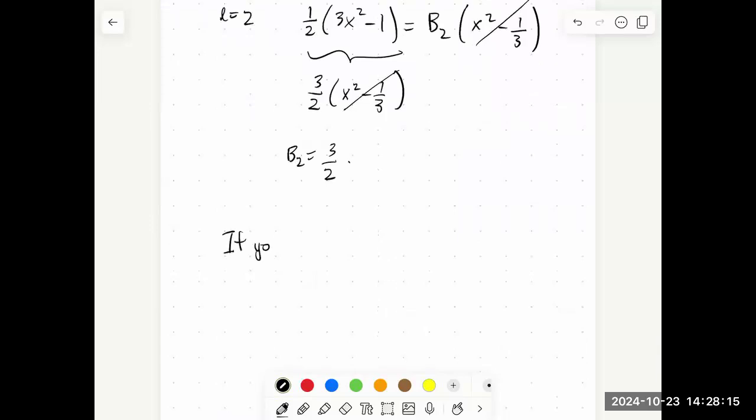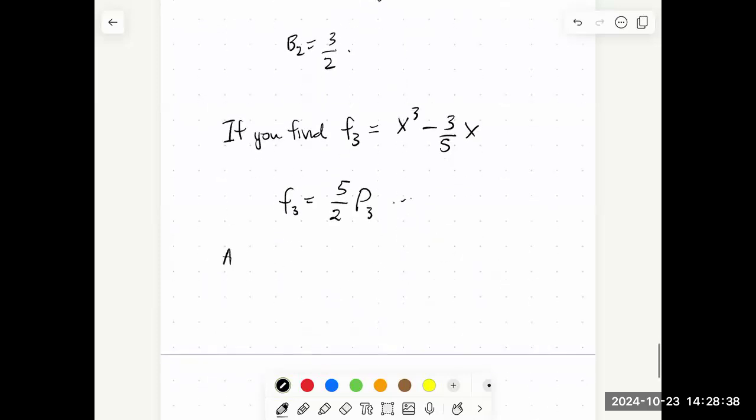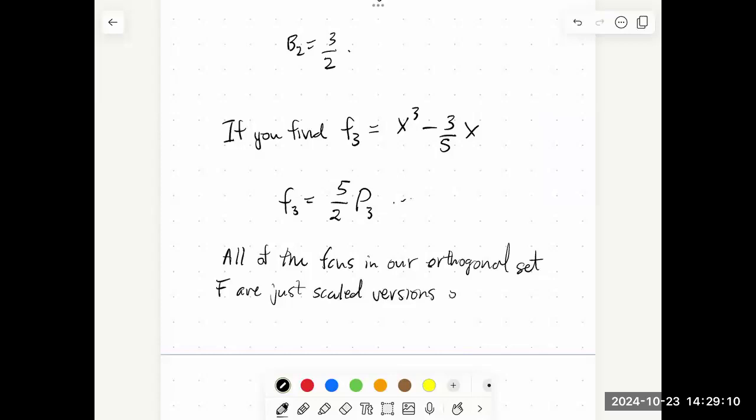So if you find f3, that will be equal to x cubed minus 3/5 of x, and that is just 5/2 times the third Legendre polynomial. So all of the vectors, or let's say functions, in our orthogonal set F are just scaled versions of the Legendre polynomials P. Okay, good.